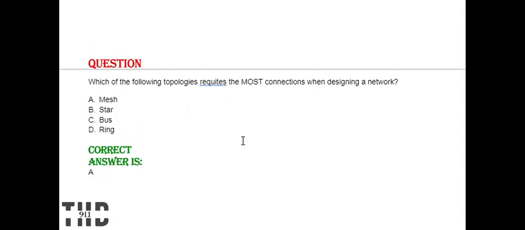Which of the following topologies requires the most connections when designing the network? Option A, mesh. Option B, star. Option C, bus. Option D, ring. The correct answer is option A.